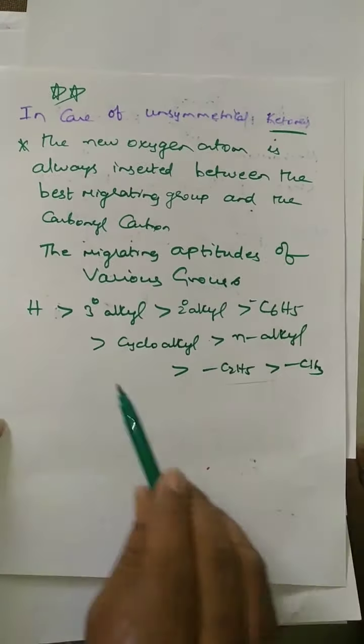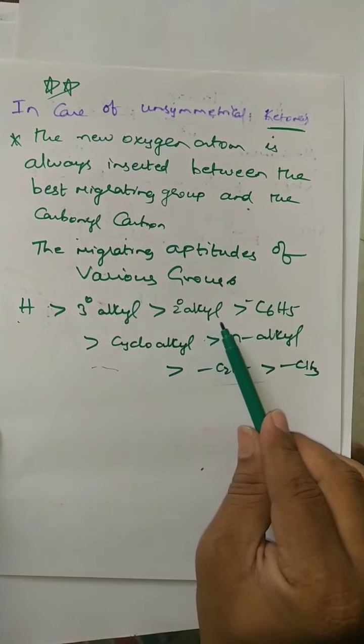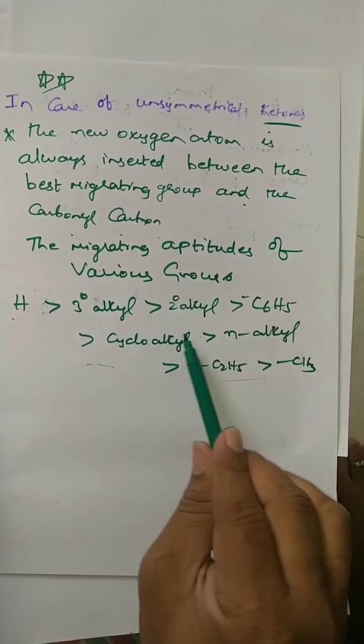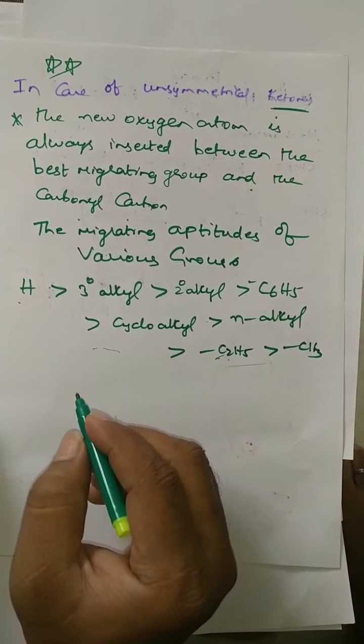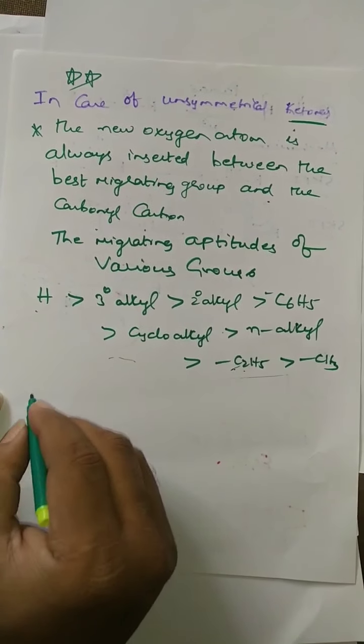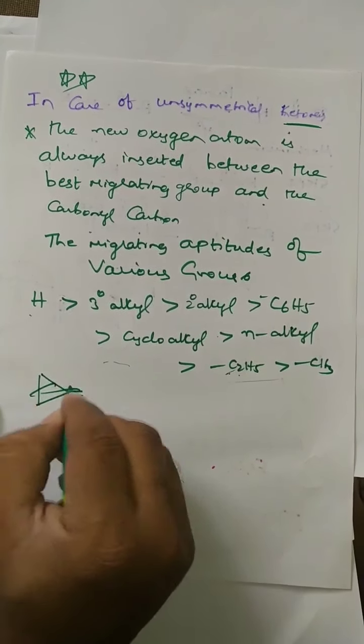See how we apply this order. The best migrating group is hydrogen, tertiary alkyl greater than secondary alkyl greater than phenyl group greater than cycloalkyl greater than n-alkyl greater than ethyl greater than methyl. Now see, for example, I am giving one example. You have to predict the product, okay?